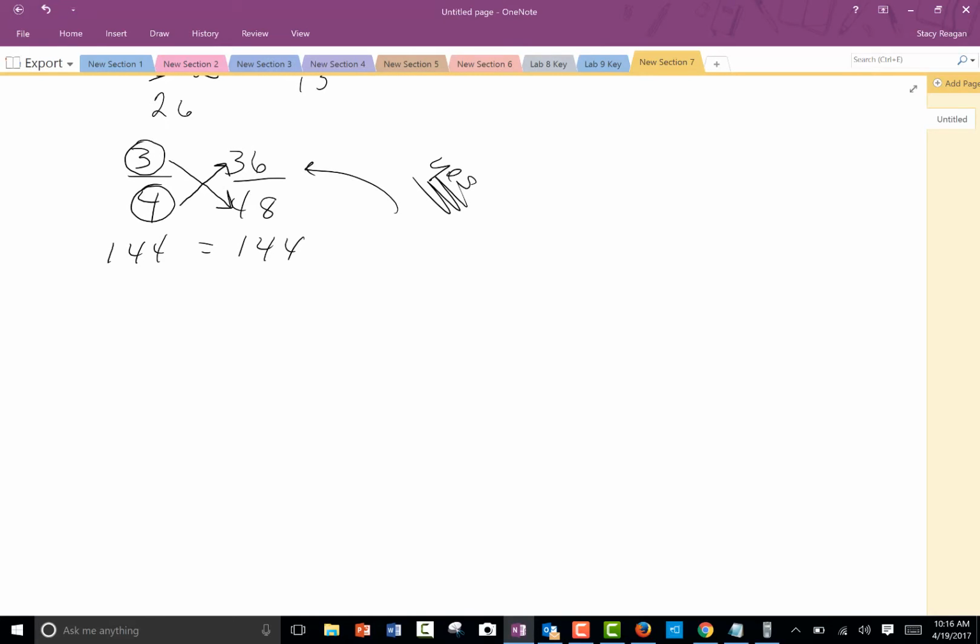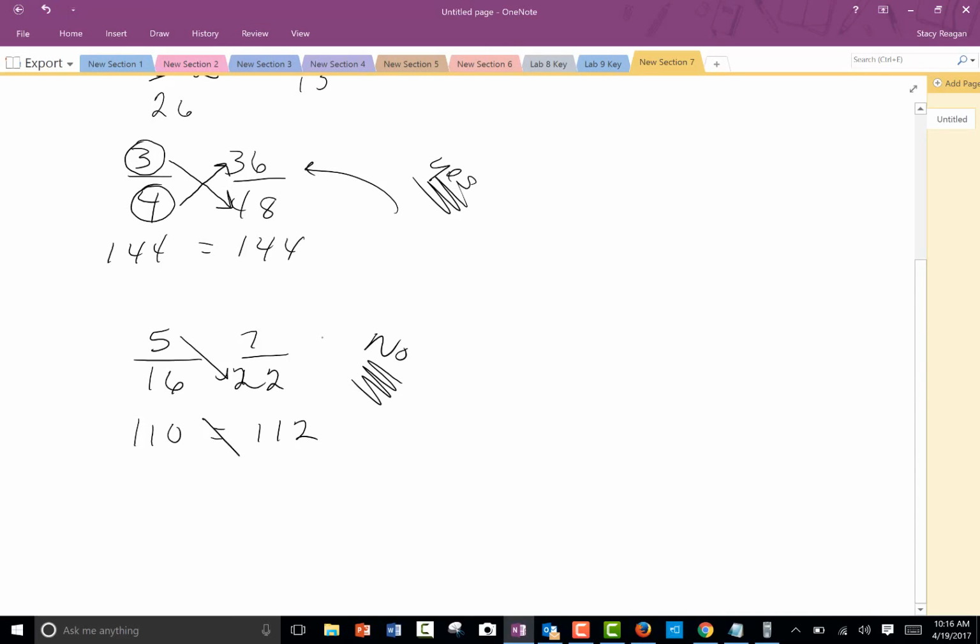So like on part B, again, this is page 178, example 3, 5/16 and 7/22. When I multiply, 5 times 22 is 110, and 16 times 7 is 112. So those two things are not equal, so no, this is not a proportion. So that's what you're looking at for the property of proportions.